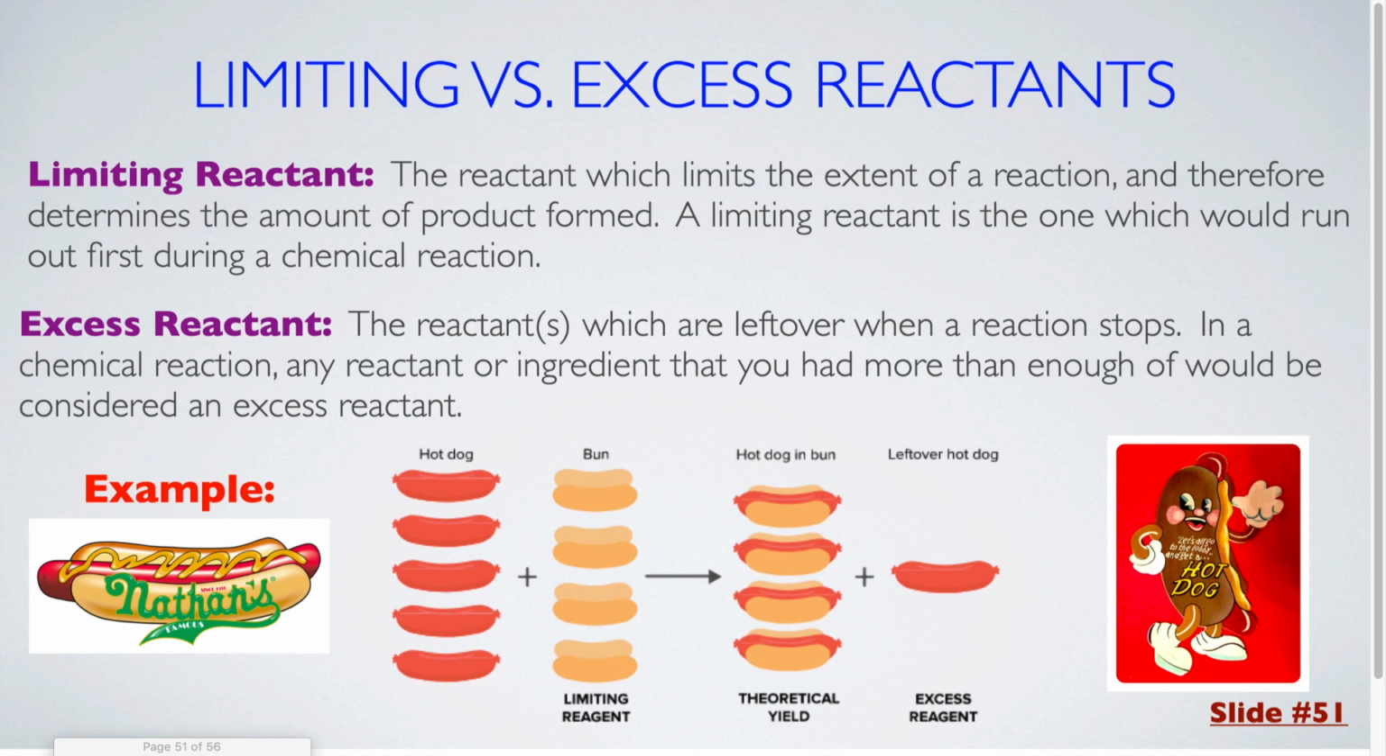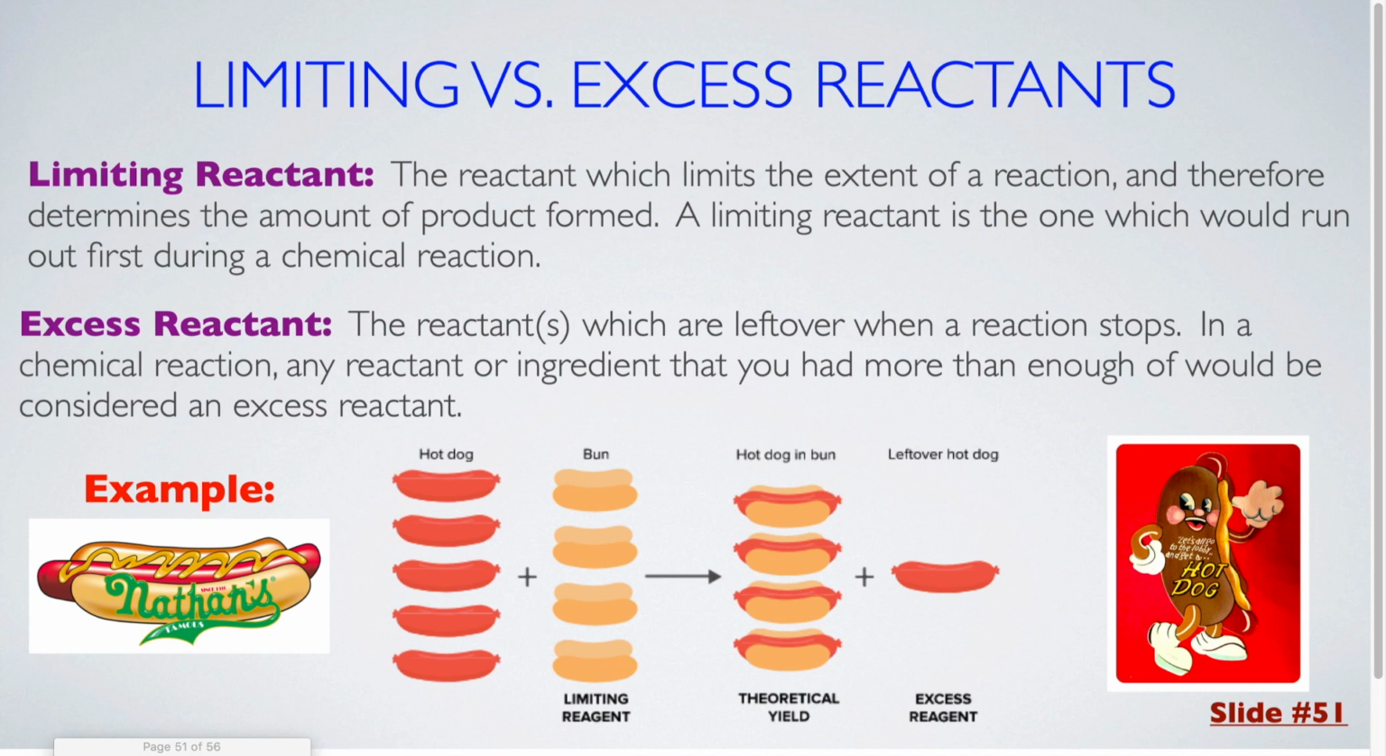Limiting versus excess reactants. A limiting reactant is the reactant which limits the extent of the reaction and therefore determines the amount of product which can be formed. A limiting reactant is the one which will run out first during a chemical reaction. It is not necessarily the one that you have the least of, because sometimes things are used up at different rates. So that's something that you're going to have to be careful of. An excess reactant is any reactant or reactants that are left over when a reaction stops.